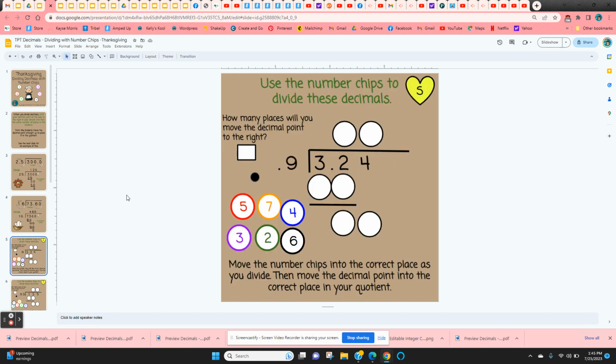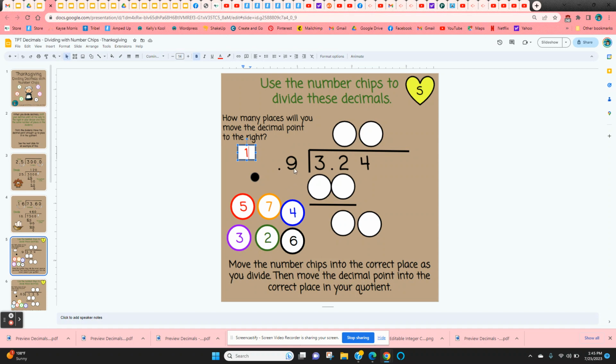So starting on slide 5, students are going to be doing work with moving these number chips. So they have all the numbers they need on every slide in order to do the division. So it's going to start by asking them, how many places to the right are we moving the decimal point? So they're going to type in a 1. That'll help them in the end when they need to place that decimal point in the correct place.